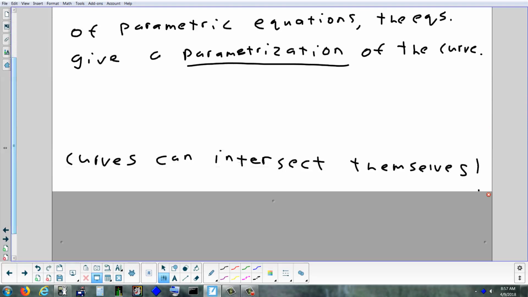Okay, curves can intersect themselves. That usually doesn't happen when you draw in y equals. Think of parabolas, any polynomials, they don't cross themselves. Sine, cosine, tangent, secant, none of those. They don't cross themselves. But these can.